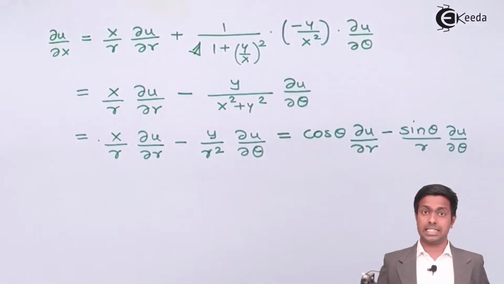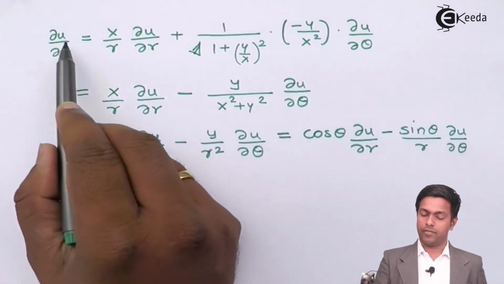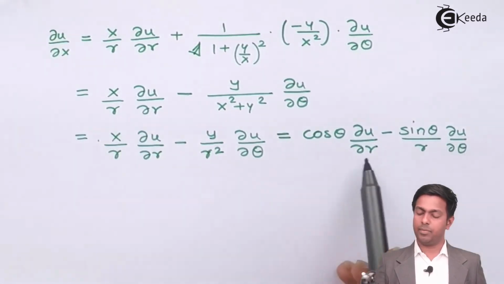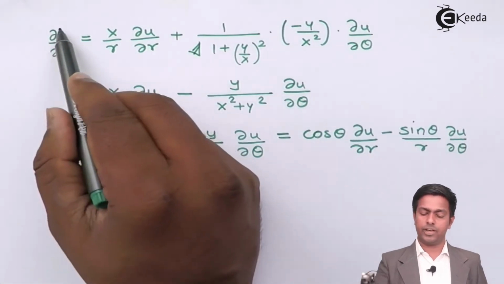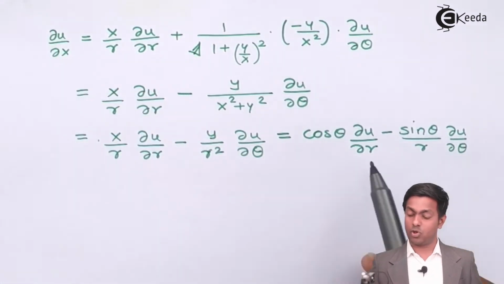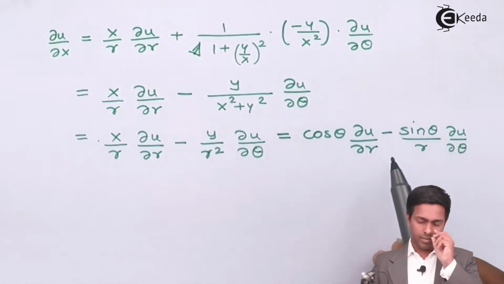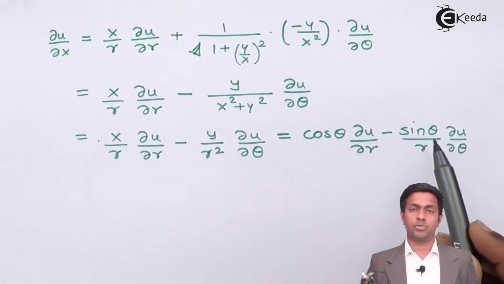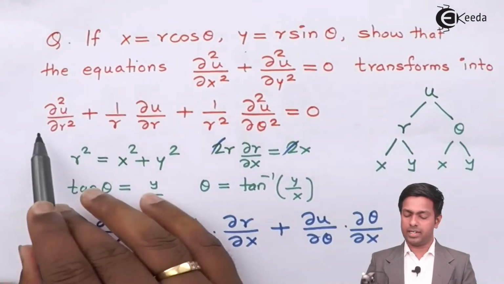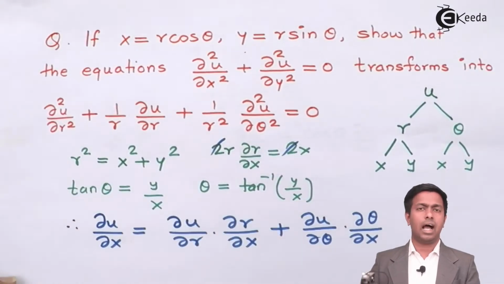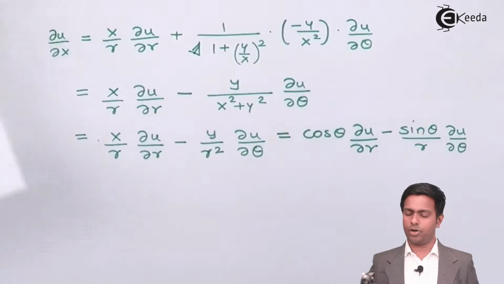And now guys, you can see that from the value of ∂u/∂x, I have eliminated all x and all y. So it means we got the value of ∂u/∂x in terms of r and theta only. Now why bring that value in terms of r and theta? The reason is, when we want to prove this result, that result has only r and theta. So here we got the value.